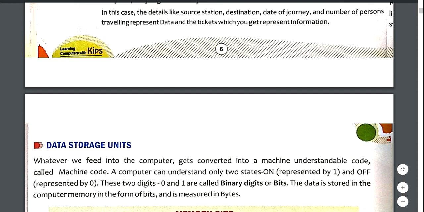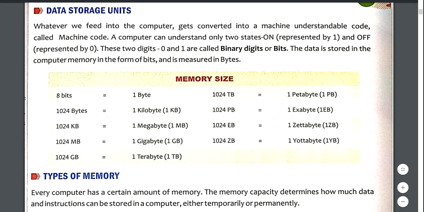Now next we are having data storage units. Whatever we feed into the computer gets converted into the machine understandable code called the machine code. A computer can understand only two states, on and off. These two digits 0 and 1 are called binary digits or bits. The data is stored in the computer memory in the form of bits and it is measured in bytes.